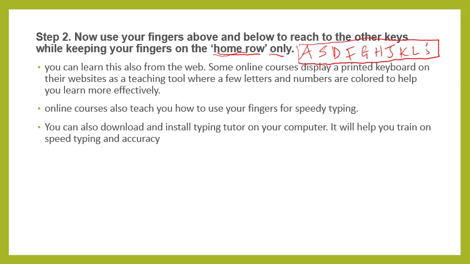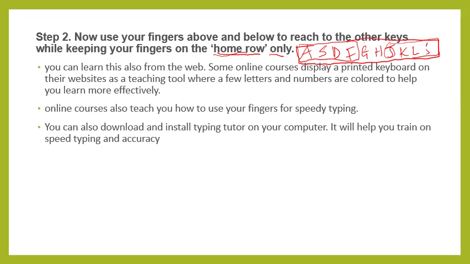And I've shown you where the right index finger starts from J all the way to that part, and then the left index finger starts from F all the way to A. So that is the home row keys. So once you type other characters, please bring back your fingers to this home row.